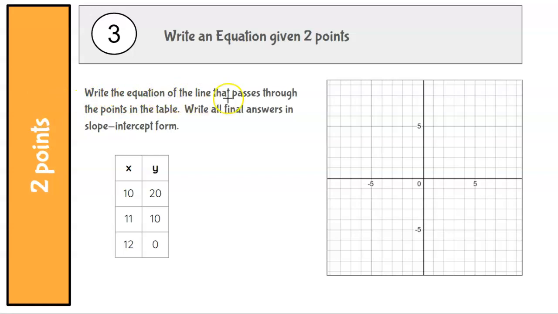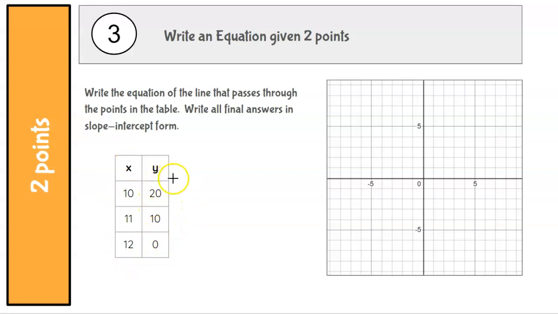Write an equation of a line that passes through the points in the table. So this is the same thing. It's just a different representation of the very same thing that we had on the last one. Instead of having 2 points, they actually gave us 3 points. It doesn't matter which points you use. They're all on the same line.